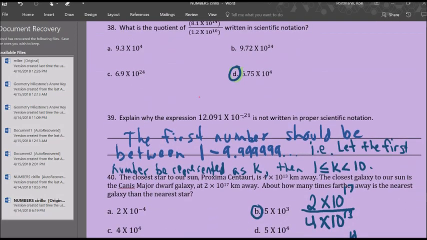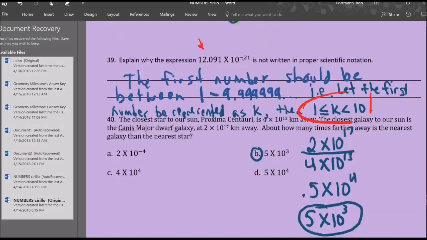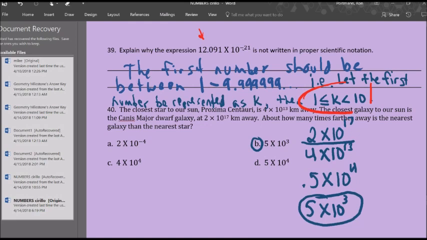Explain why this number is not written in scientific notation. It is because the first number has to be between 1 and 9.9999. We just talked about it up there. I used P, but this is using K. All right, this is a good question. Oh, this is the last one.